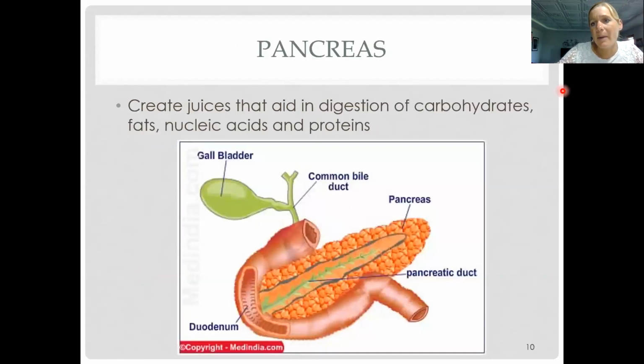Okay. Pancreas does a bunch of different stuff. It creates several different enzymes, or I have it listed as juices here, that are going to aid in digestion of carbs, fats, nucleic acids, and proteins. Pancreas also serves as the location for production of insulin and glucagon as well. Okay. Insulin and glucagon will help us to monitor blood glucose levels.